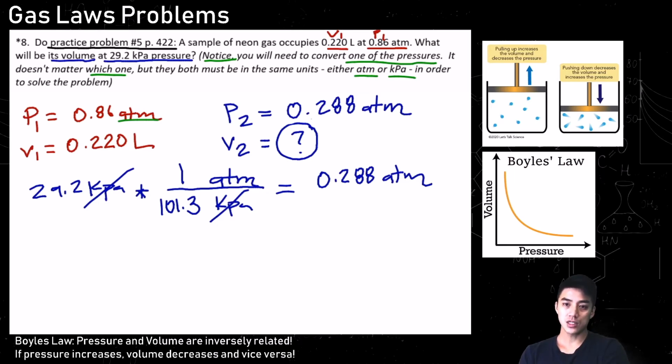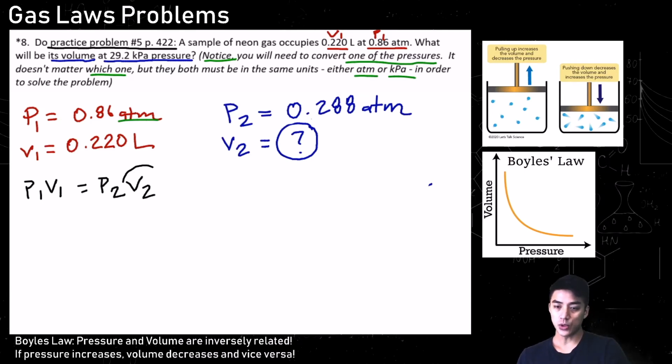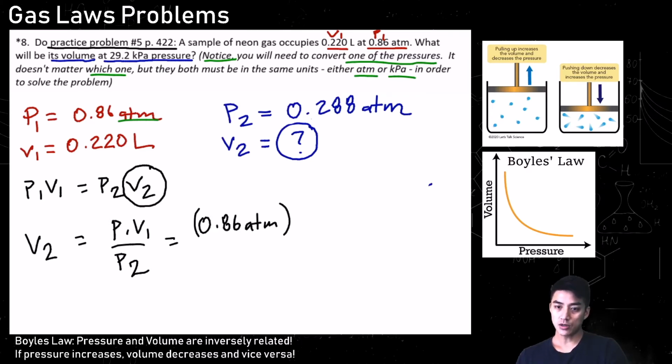Now we can continue with the problem. We can solve for V2 just like how we did in the previous problem that I just showed. I'm going to go ahead and erase this, get that out of the way. And now P1 V1 equals P2 times V2, which is Boyle's law. I'm going to circle V2 because that's what we want to solve for. And V2 is equal to P1 V1 over P2. At this point, it's plug and chug. Make sure everything is in order. Plug in your P1. Plug in your V1, 0.22 liters, easy. And then divide by P2.